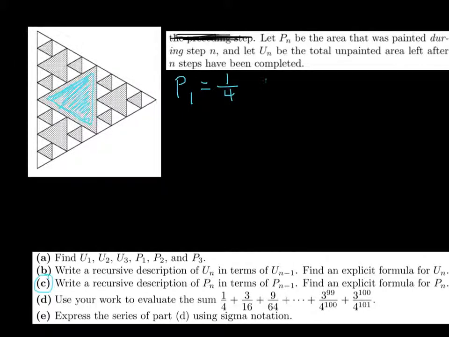The second step, I'll do a different shading just so you can see the difference here. The second step is how much of it is painted in just this step. There are these next size triangles. How much of it was painted during that step? 3/16.